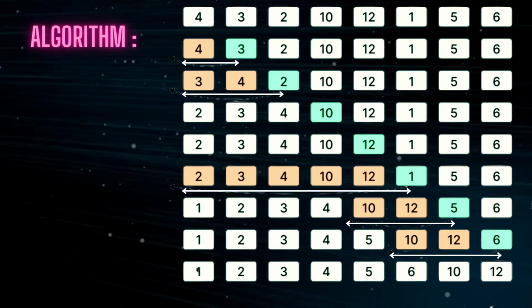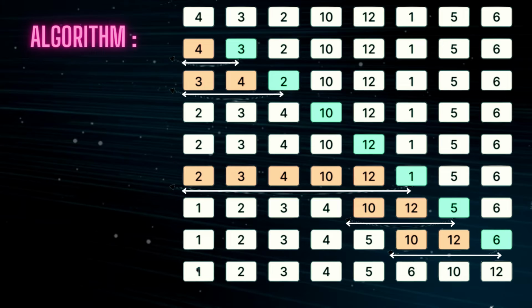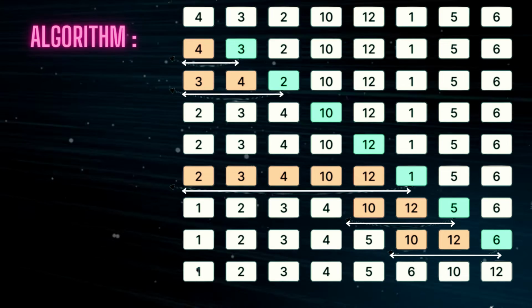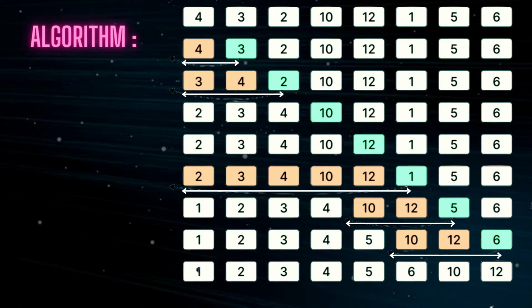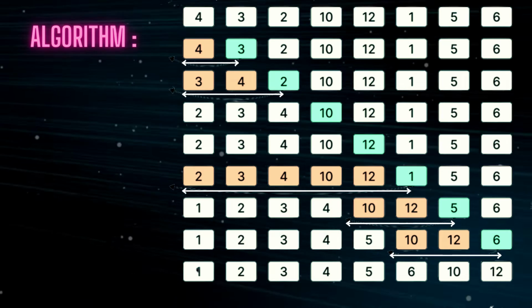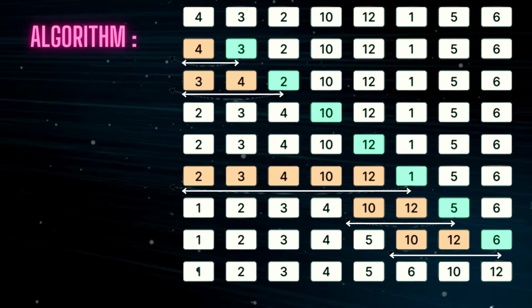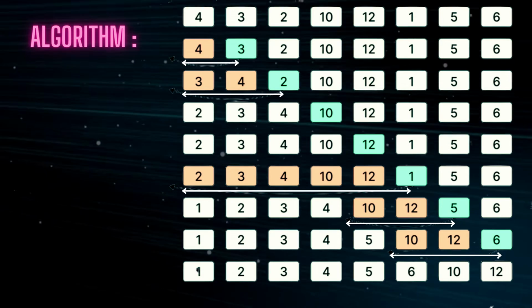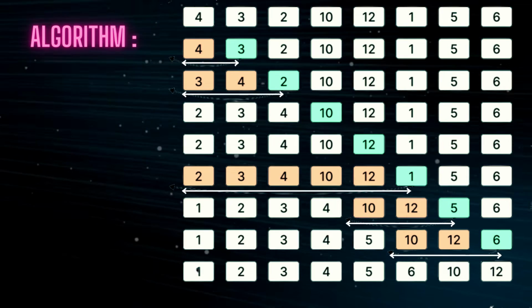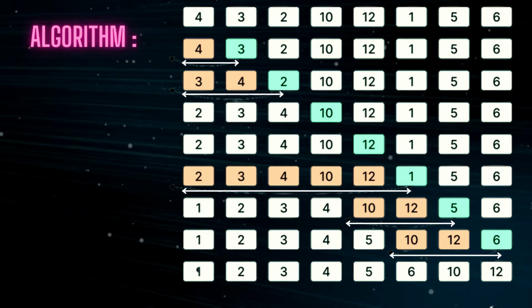Next we move to 5. 5 is less than 10 and 12, so we'll place 5 before 10. We'll go to the last number, that is 6. 6 is less than 10 and 12, so we'll place it before 10. The process works exactly the way we sorted the cards.